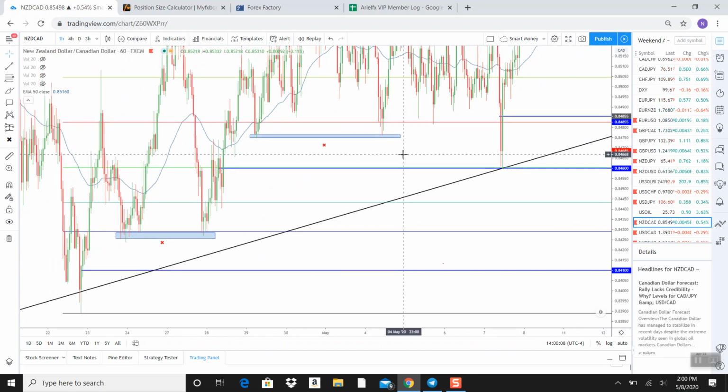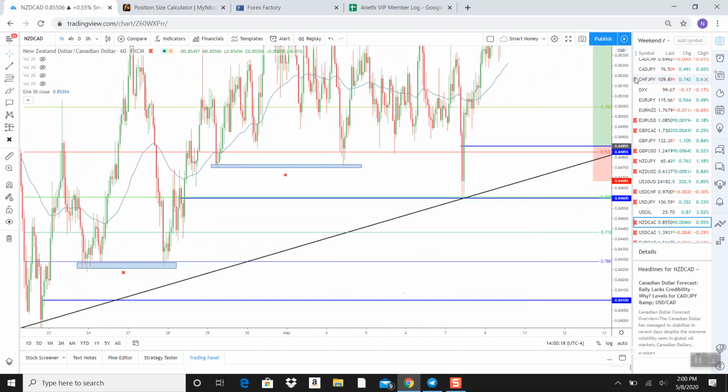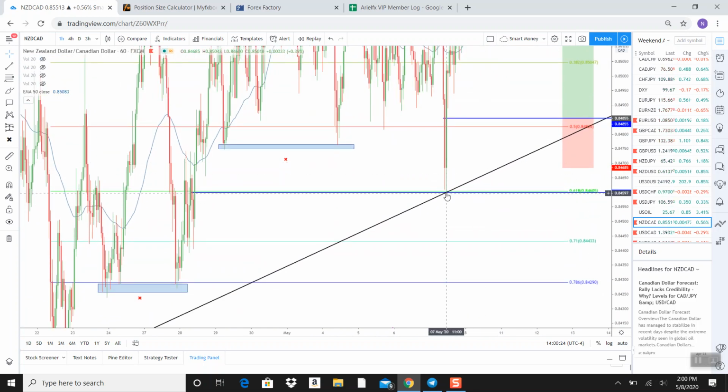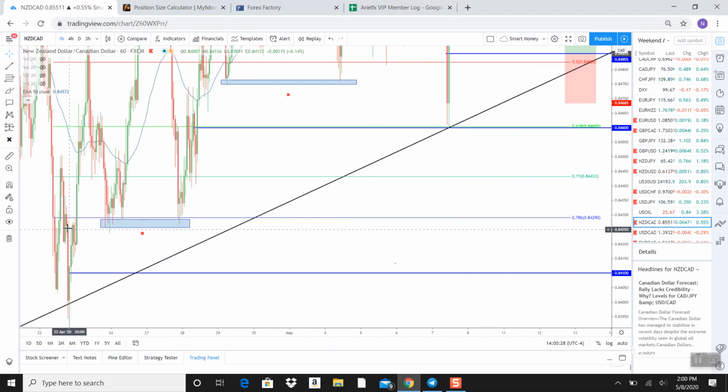And guess what happened? It lined up with not only the psychological level and round number 84,600, but the 61.8 of the larger move, the golden ratio fib. All right, so I did have two positions. I had one limit order right at this level, which got hit to the T, okay? And then one down here at my higher time frame 50% mitigation to take out these equal lows as well.